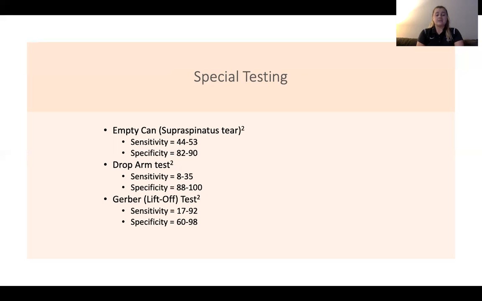Again, same reason, since the specificity is in that 88 to 100 range, this test has a good indication of ruling in the pathology. The Gerber lift-off test has a sensitivity of 17 to 92 and a specificity of 60 to 98. Since both specificity and sensitivity reach into the 90s, the Gerber lift-off test has a high likelihood of ruling in and also ruling out the rotator cuff pathology.